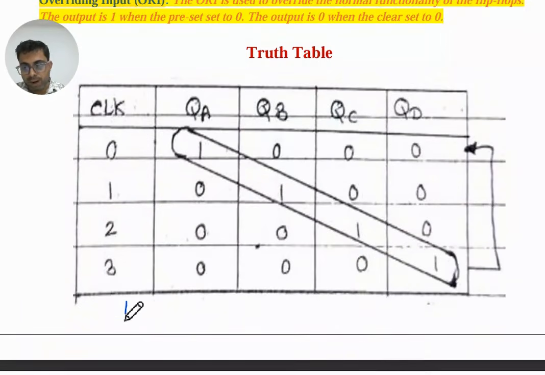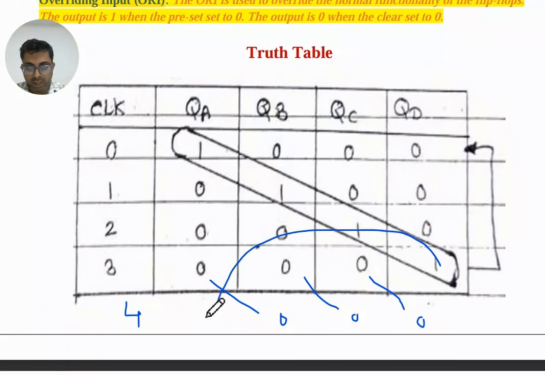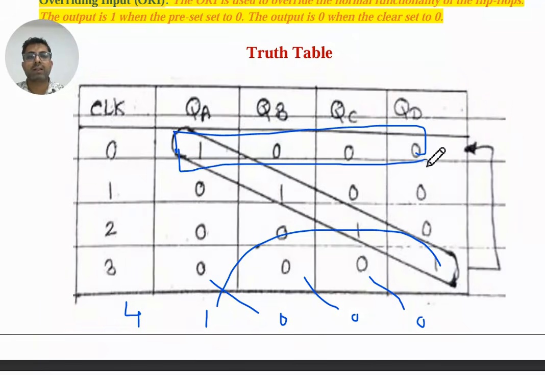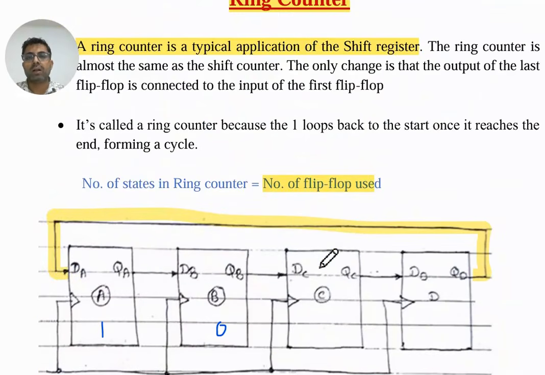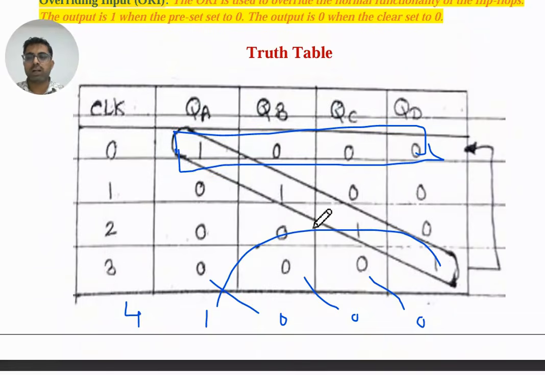Now why did I stop over here? Because after the fourth clock signal, what will happen? This 0 will come here, so this is 0. This 0 will come here, so this is 0. And this 0 will come here, this is 0. And this 1 will come over here. Now what output have we got here? 1 0 0 0, which is similar to the initial 1 0 0 0. So I have stopped here after the third clock cycle. That means after the third clock cycle you will get the same signal again, so it is called a ring counter. Got it? Yes? So this is the truth table of the ring counter.